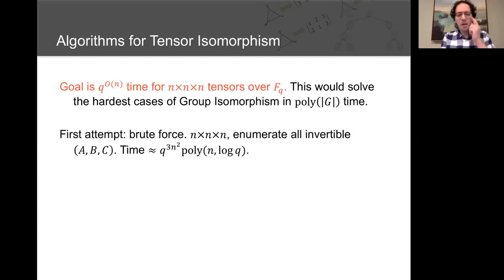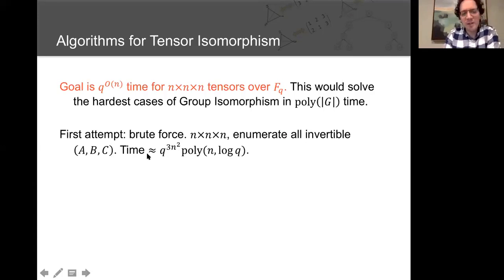So our first attempt is, if we're over a finite field, there are only finitely many n by n matrices A, B, and C that I can look at. So just look at all of them. If I do this, this is something like q to the 3n squared. That's the number of matrices. And then I have a polynomial factor here, log q, just because there's some multiplication going on. This is for arithmetic mod q.